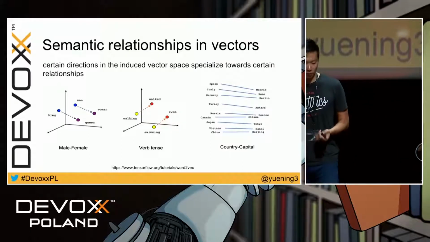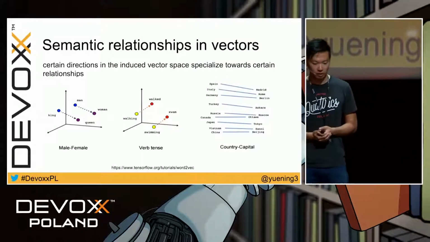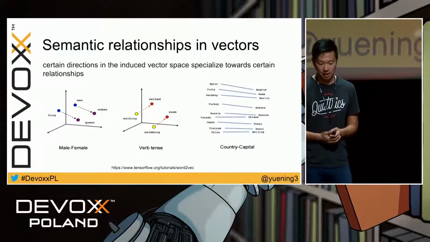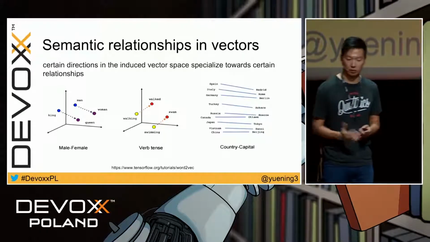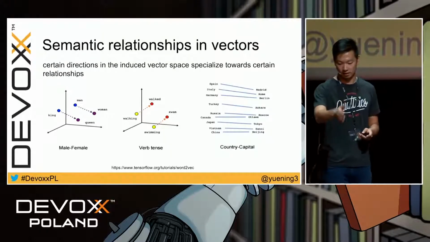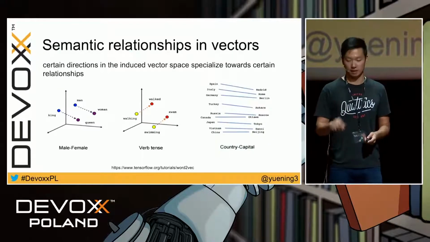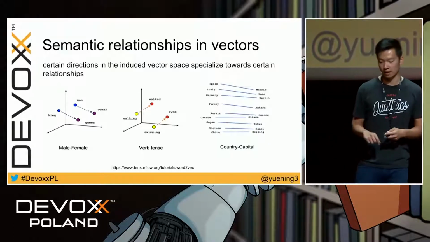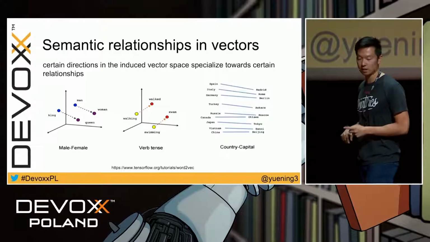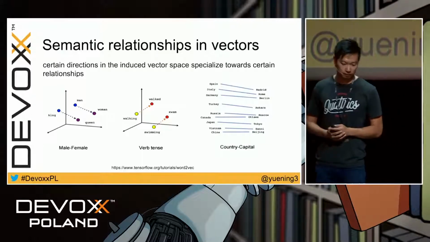And same thing for the verb tenses. We have walking to walk and swimming to swim. And for the country to capital relationship, in this visualization, the left side is the country names, and the right side is the capital. And you can see the directions are very similar.